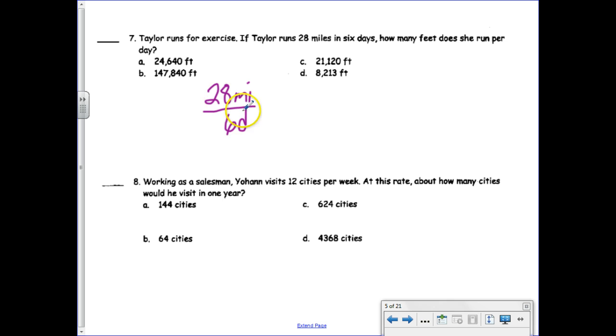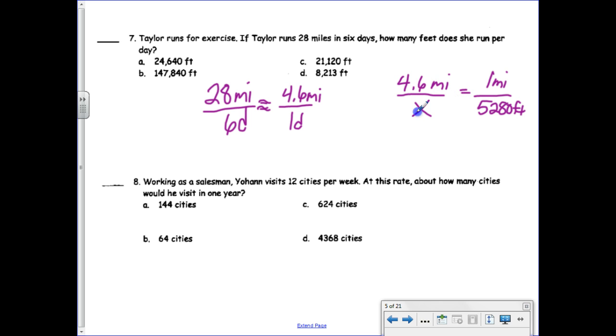Well, first of all, let's just figure out how many miles per day. Let's do one thing at a time. So if I'm thinking in one day, I need to take 28 and divide by 6. And when I do that, I end up with around 4.6 miles in one day. Now, what I need to do is convert this 4.6 miles into feet. So 4.6 miles. I know that 1 mile happens to equal 5,280 feet. And what I'm looking for now is 4.6 miles is how many feet.